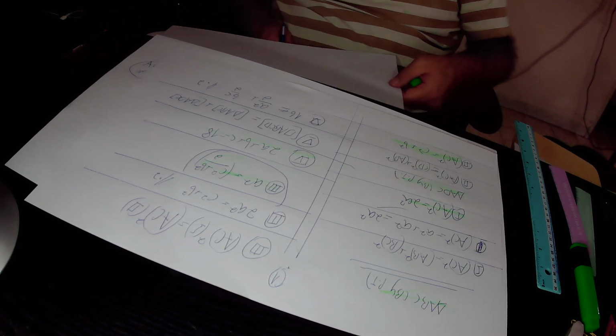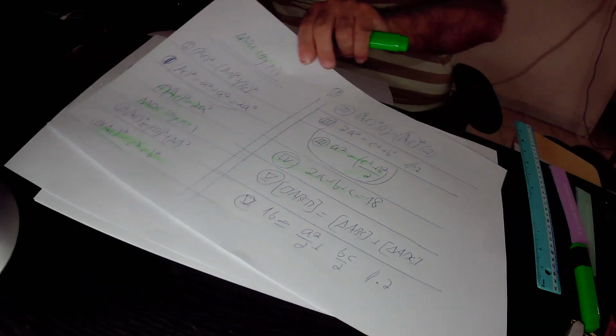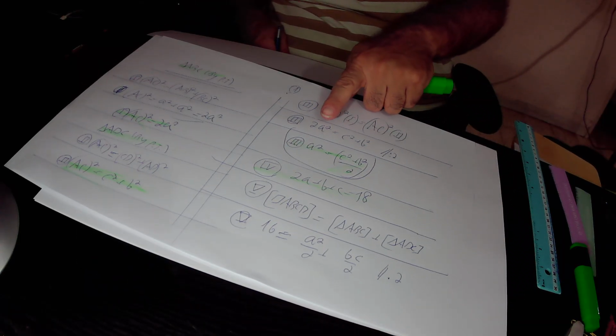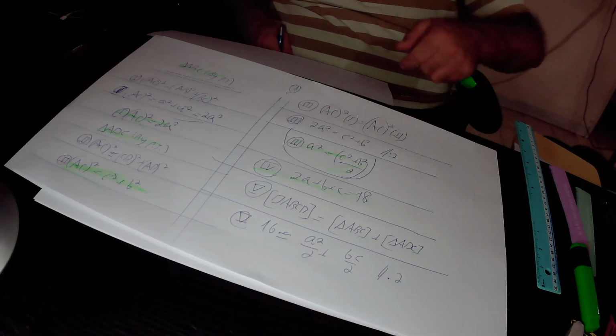Well, according to equation 4, actually, according to equation 3, we found out that A squared equals C squared plus B squared over 2.